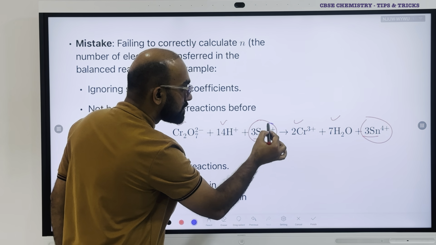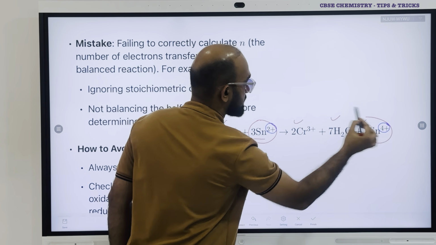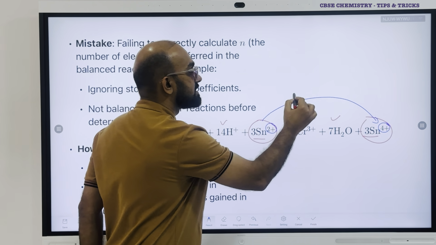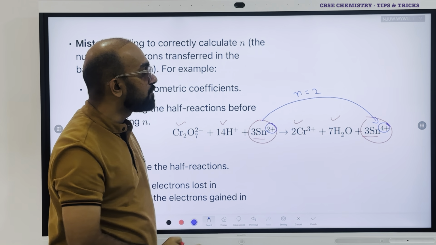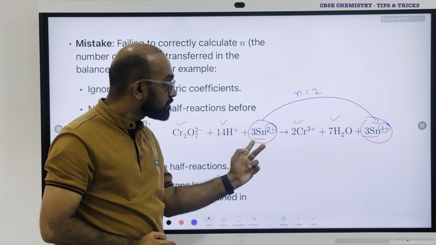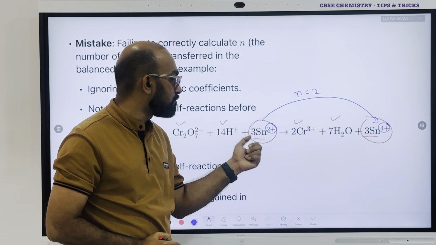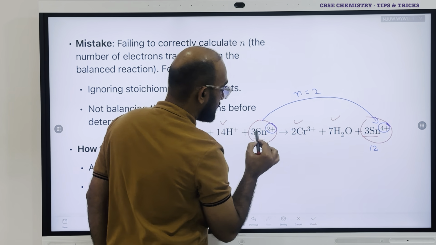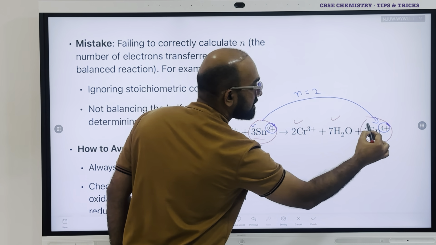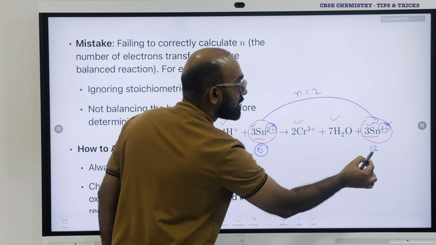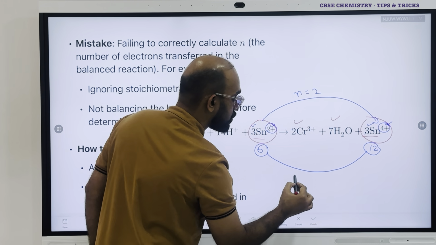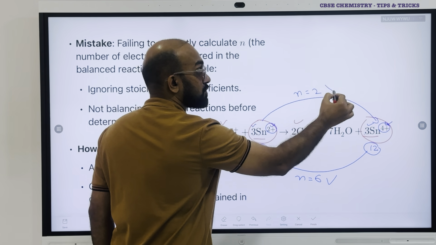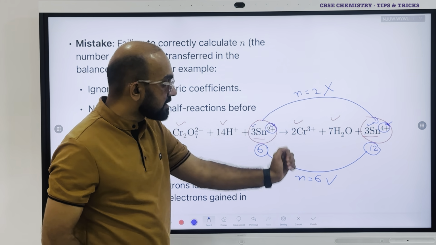what is the n value? See, 2 plus is becoming 4 plus. 2 plus becoming 4 plus means losing of 2 electrons, right? n is equal to 2. If you ignore the coefficient, you will get n equal to 2. Now check by considering the stoichiometric coefficient. 3 into 2, 6. 3 into 4, 12. So 6 becomes 12. 6 becoming 12 means the n value is equal to 6, and this is the right value of n. Remember, this other one is the wrong value and this is the right value.